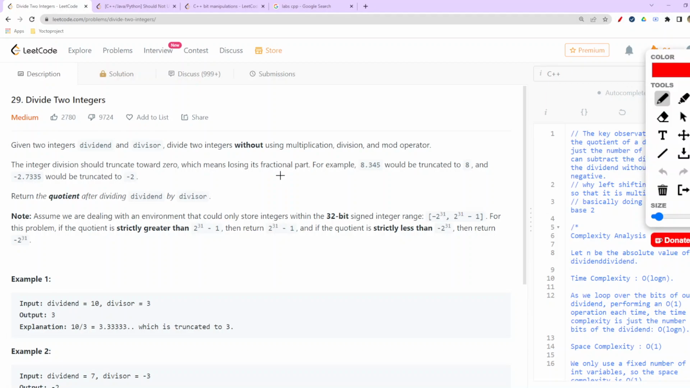Now, what we are required to do in this question is return the quotient after dividing the dividend by the divisor. But the condition here is that without using the multiplication, division or mod operator, we are required to do this operation. So when these conditions are there, we are required to think in other terms.